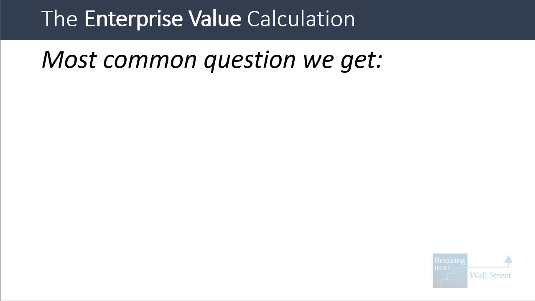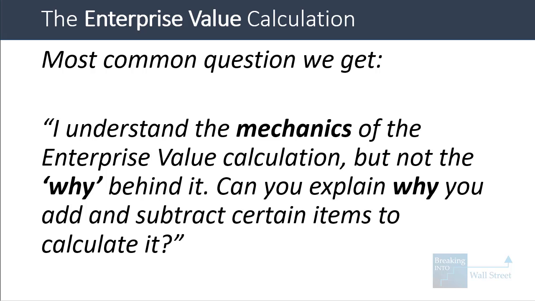The most common question we get here goes something like this. I understand the mechanics of the enterprise value calculation, but not the why behind it. Can you explain why you add and subtract certain items to calculate it? As usual, I'm going to give you a short answer here in a few minutes, and then we're going to go into a more detailed and lengthier explanation.